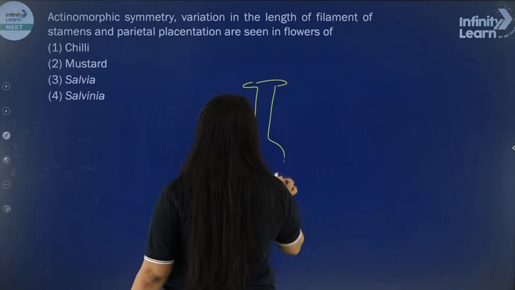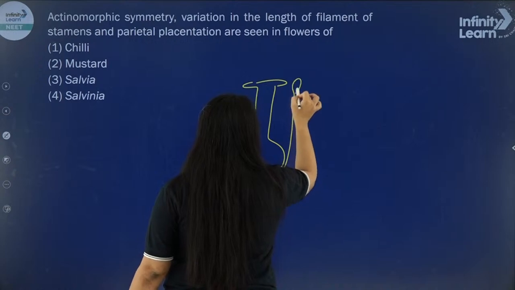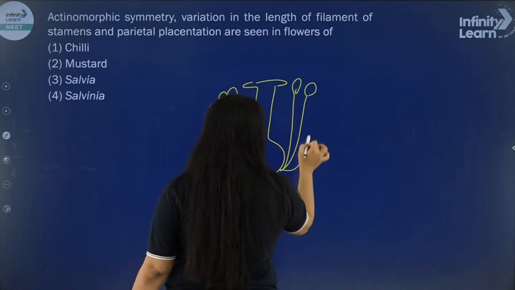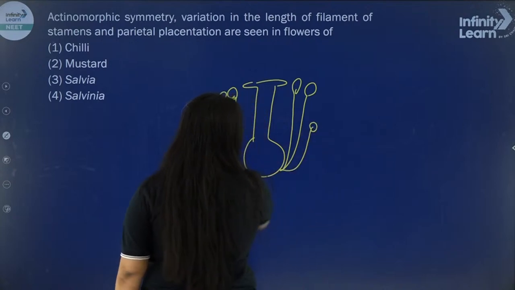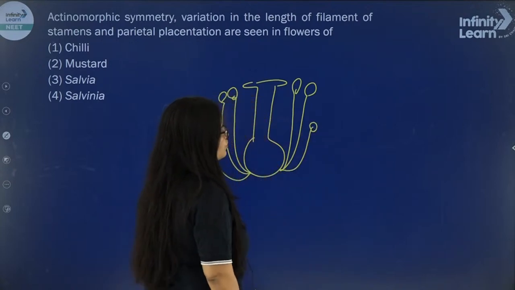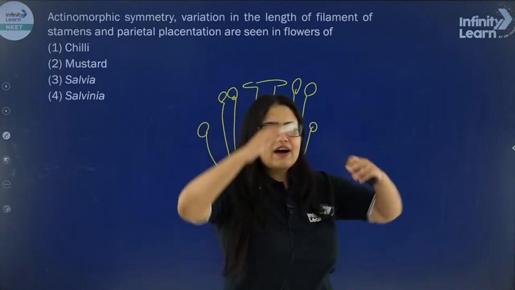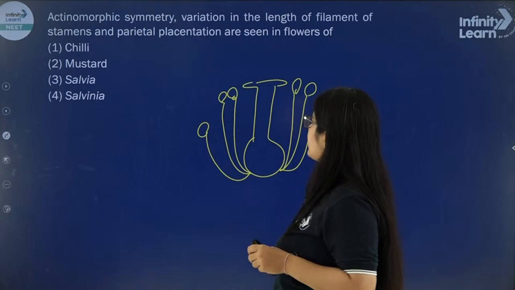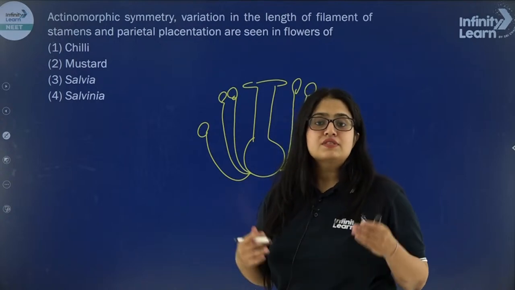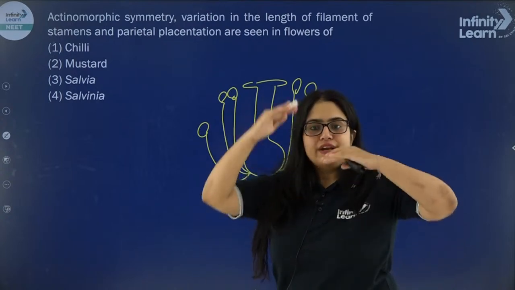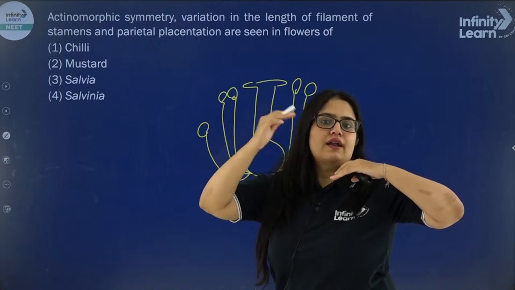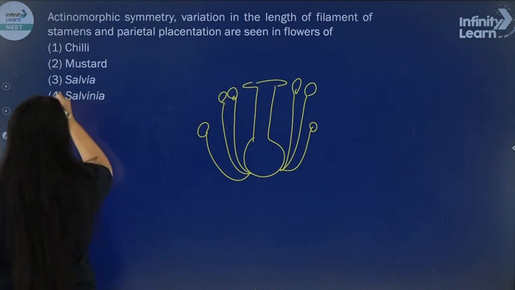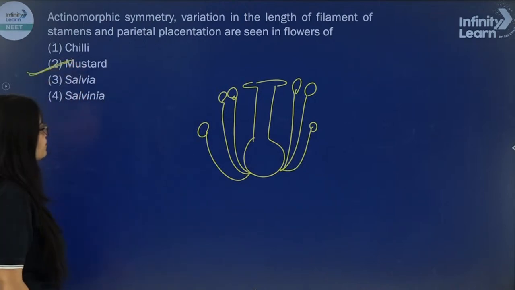If you see, my dear students, this is the ovary, and this is how the stamens are arranged in two whorls, right? If you remember, the androecium is arranged like this. So, they have a difference in the length of the filament. This is known as the tetradynamous condition of the androecium, when the stamens are of different lengths. It is seen in mustard with parietal placentation, right? Next question.